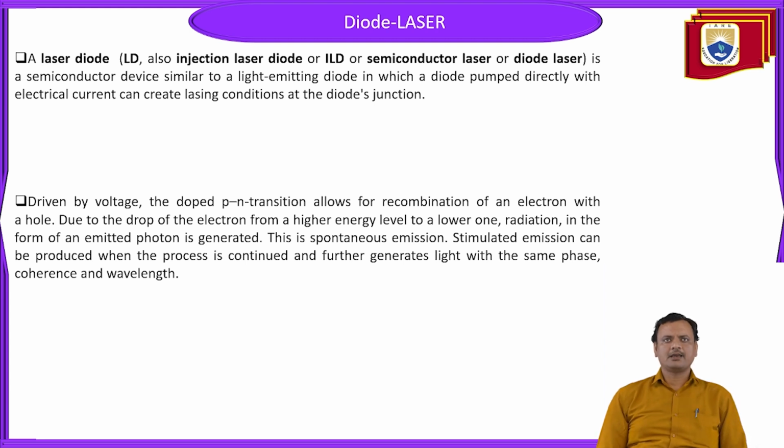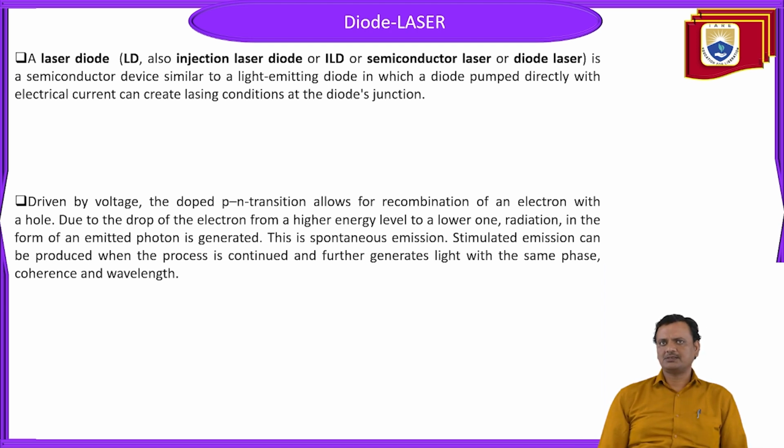The other names of diode laser are injection laser diode, short form ILD, semiconductor laser, and laser diode. A laser diode or diode laser is a semiconductor device similar to a light emitting diode, in which a diode pumped directly with the electrical current can create a lasing action or condition at the diode junction.